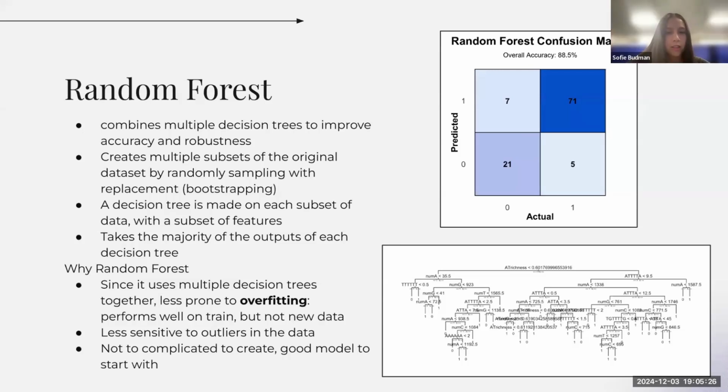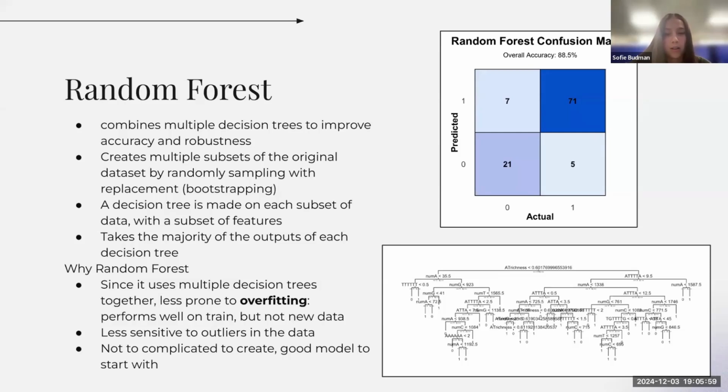So the first model that we created was a random forest model. A random forest model works by combining multiple decision trees together to improve the accuracy of the model. So it creates multiple subsets of the original data set by randomly sampling the data set with replacement. This is called bootstrapping. And then after you have all these random samples, a decision tree is made on each subset of the data. So one of the decision trees is shown in the lower right. And the final decision of the model is made from the majority of the outputs of the decision trees.